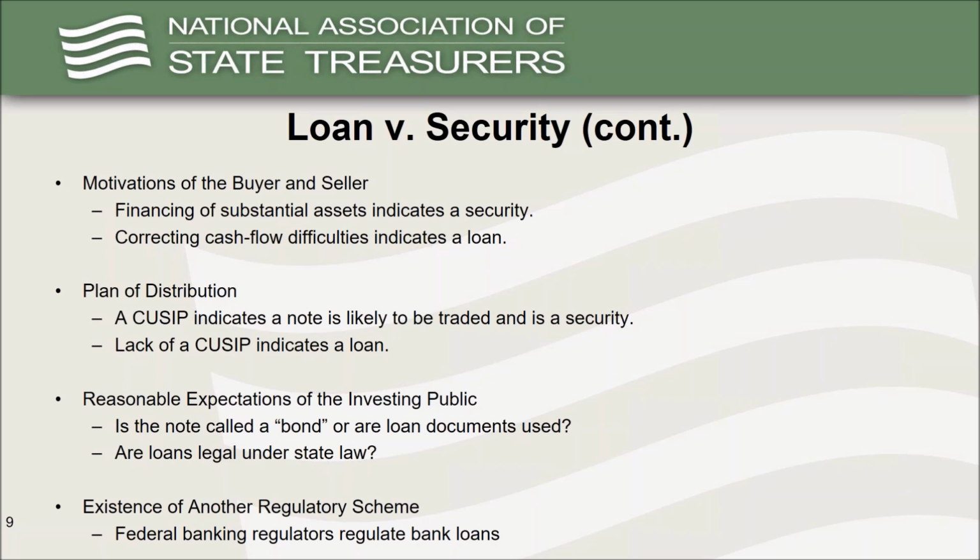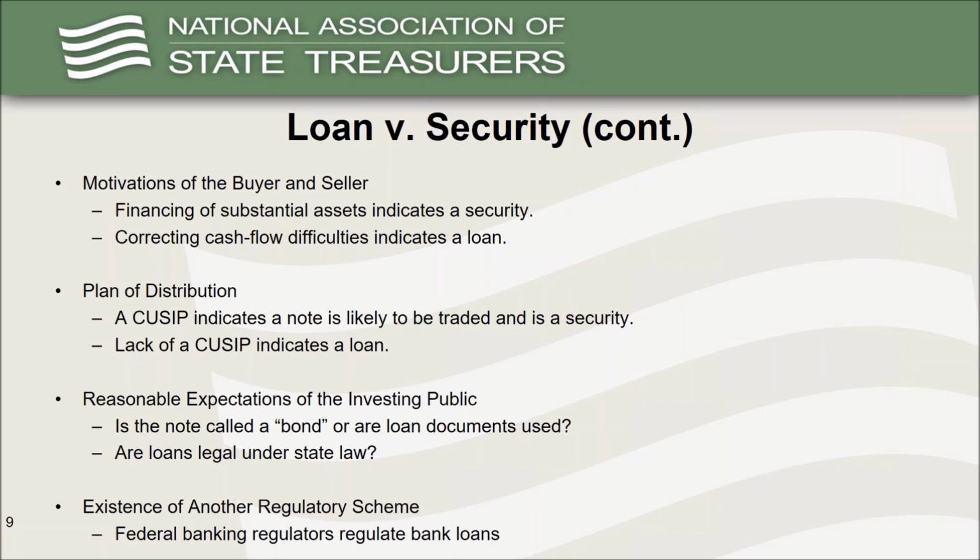Passing these tests would be indicative of a loan. In the second one, the plan of distribution, a CUSIP indicates that a note is likely to be traded and is likely going to be considered a security. The lack of a CUSIP is more indicative of a loan. That is, it's not likely that it's going to be distributed beyond the bank that's purchasing it.